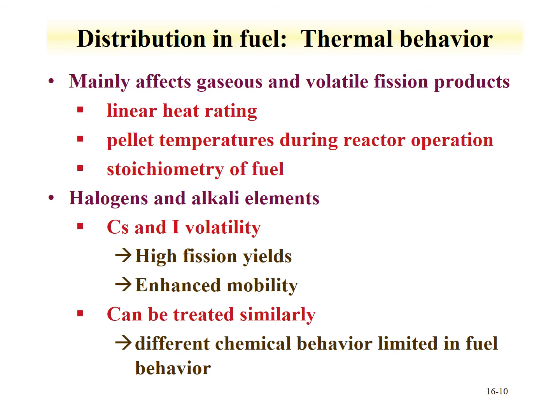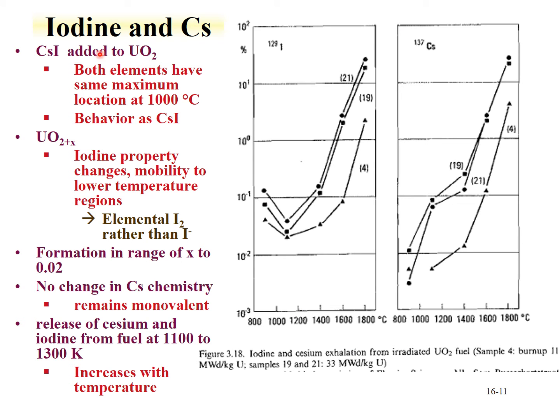Some of the elements which are particularly, in addition to the noble gases, cesium and iodine have volatility behavior that can be followed and used to understand some of the chemical composition of the fuel. Both of them have relatively high fission yields, and they have enhanced mobility within the fuel. In most cases, they can be treated similarly, which means that often one could imagine that the cesium and iodide could even be transporting as the same chemical form. An experiment was done where cesium iodide was added to UO2, and both elements have the same maximum location at 1,000 degrees. So this behavior, even at 1,000 degrees, was really just driven by the cesium iodide. The cesium and iodide were moving together.